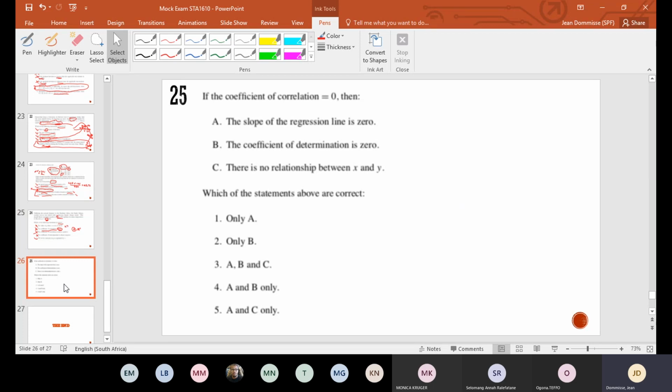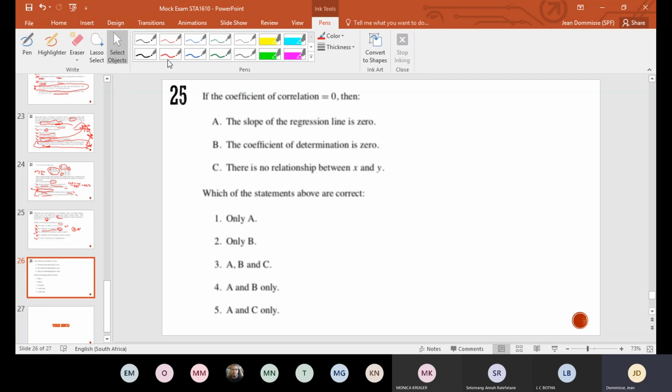Okay, so let's look at the last one, and then we can wrap it up. If a coefficient of correlation is 0, then the slope of the regression line is 0. The coefficient of determination is 0. There is no relationship between x and y. Sure. Okay, what would you guys say?